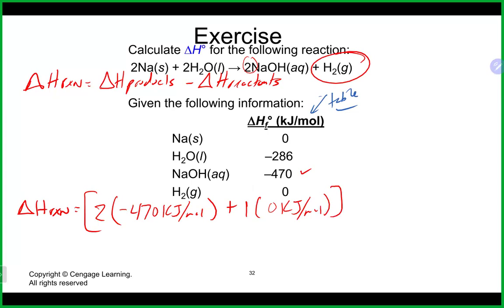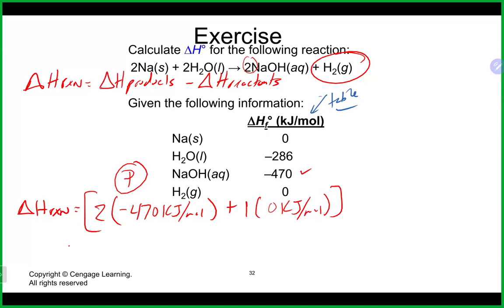And just so you know, typically speaking, for delta H's, anything that is by itself, how it naturally comes, will typically have a value of 0. H2 is how hydrogen naturally comes. Sodium there, for example, is how sodium uncombined comes. So those guys typically will have values of zero when you look them up in the table. This will take care of all of our products, essentially.